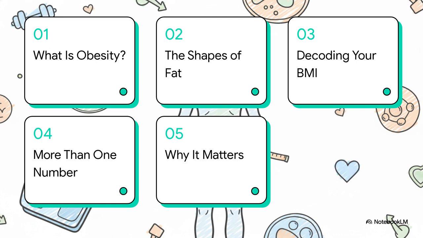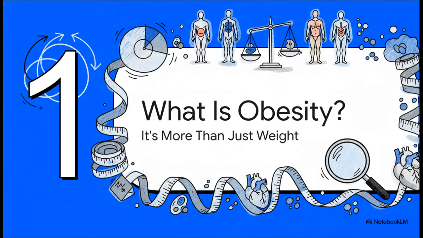We'll start with a basic definition, then we'll look at how fat is shaped and measured in the body, and finally, we'll get into why all of this matters for our health. Simple as that. Okay, first up, what is obesity at its core? And as you can see here, it's about a lot more than just a number on a scale.